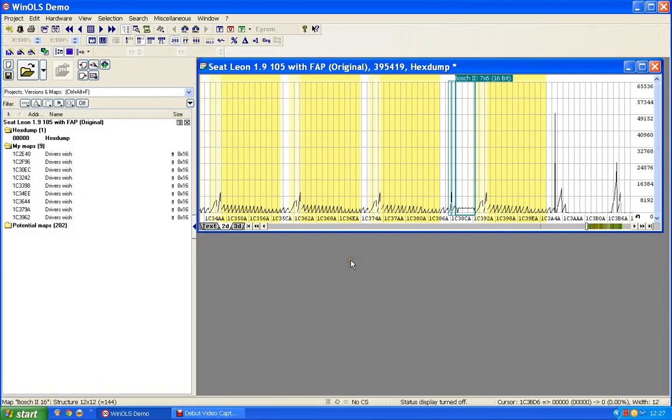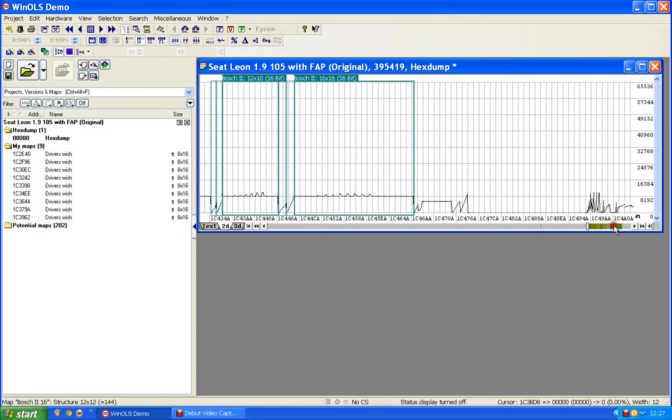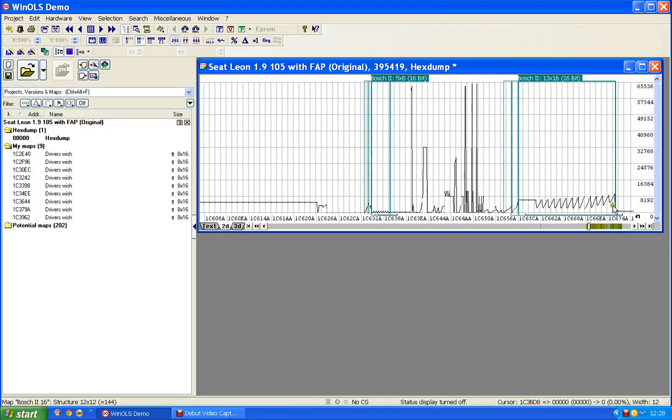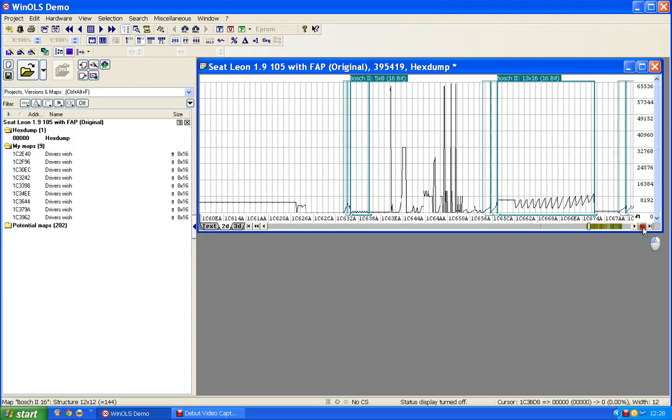Okay, in this video I'm going to have a look for an EGR map in the EDC16 dump that I've got here from the Seat Leon 1.9 PD. I'll just have a little scroll through, see if we can spot anything really obvious. Now there's one coming in that could be.